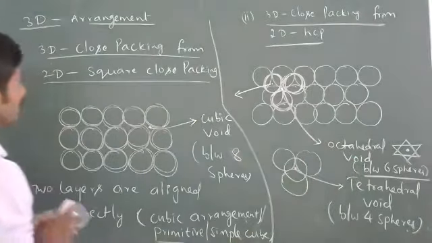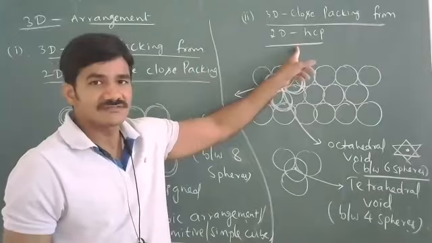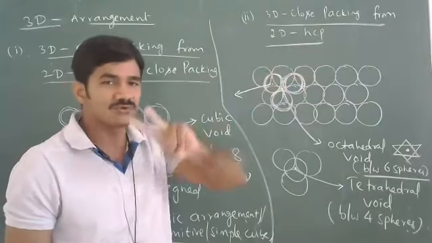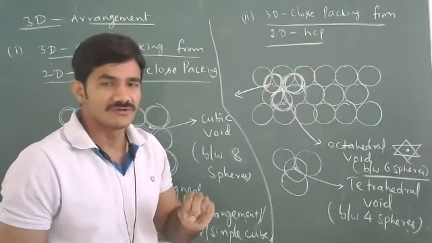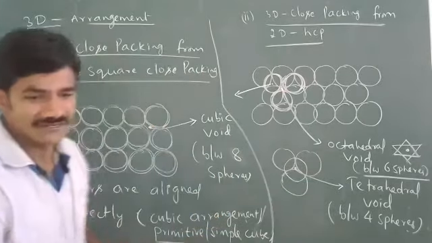Okay. So if you observe the 3D close packing from 2D arrangements from the HCP layer, from the second layer we'll get 2 types of voids. One is tetrahedral void, another one is octahedral voids.